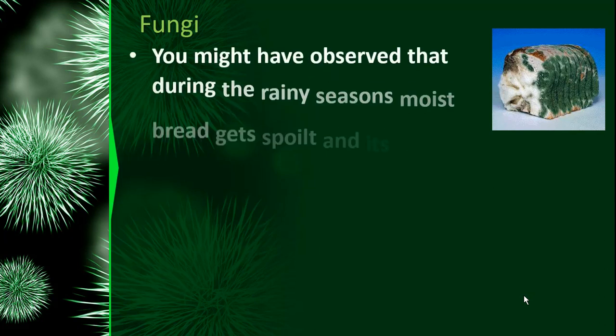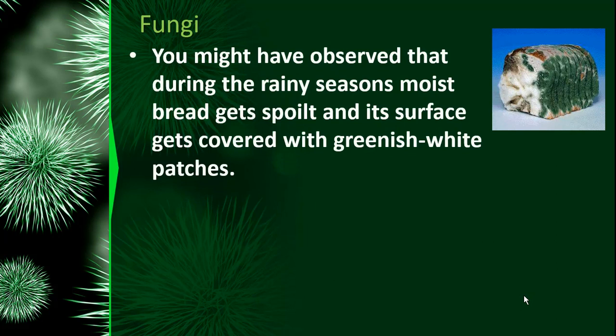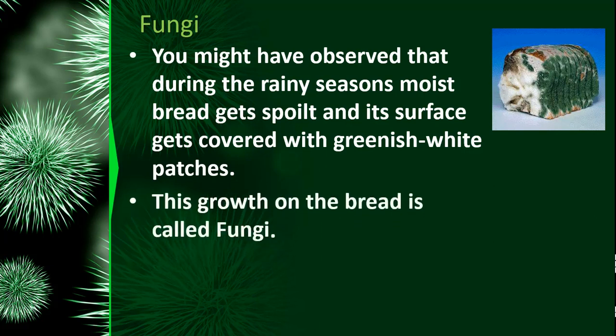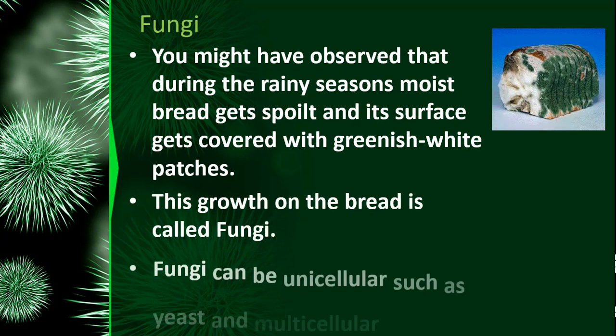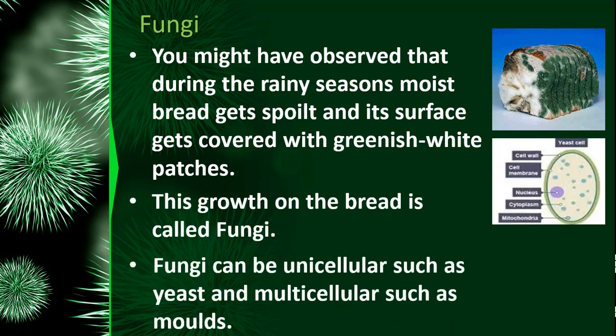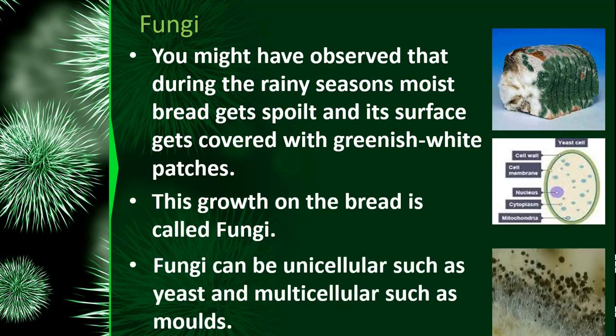Now next is fungi. आप लोगों के घर में जब ब्रेड आता है और 2-3 दिन तक अगर वो हल्का सा ह्यूमिडिटी होती है एटमॉस्फेयर में या रेनी सीजन होता है और अगर 2-3-4 दिन तक वो खुला रह जाता है तो इट गेट्स स्पॉइल्ड और उसकी सरफेस के ऊपर ग्रीनिश वाइट पैचेस देखने को मिलते हैं. इस ग्रीनिश वाइट पैच को या ये जो ग्रोथ होता है, फ्लफी ग्रोथ होता है ऑन द ब्रेड, इज कॉल्ड फंगाई. Fungi can be unicellular such as yeast, or it can be multicellular such as mold.